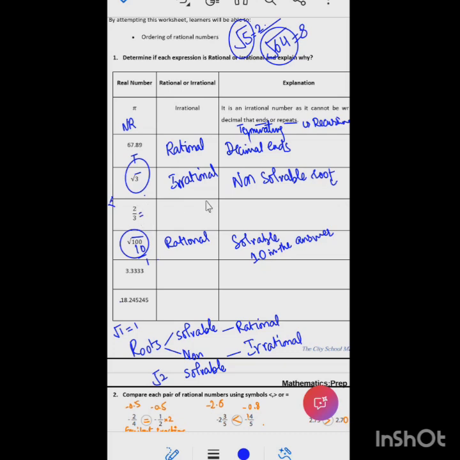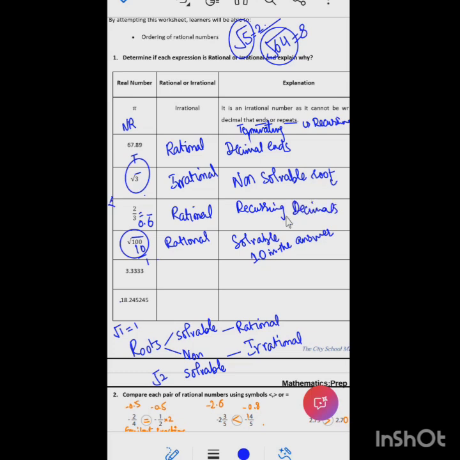2 by 3. It is a rational number. Can you convert 2 by 3 into a decimal? We get 0.666 with the bar, and it goes on. There is repetition, so it's a recurring decimal. And the reason is that it is recurring. So recurring decimals are rational. That's why.